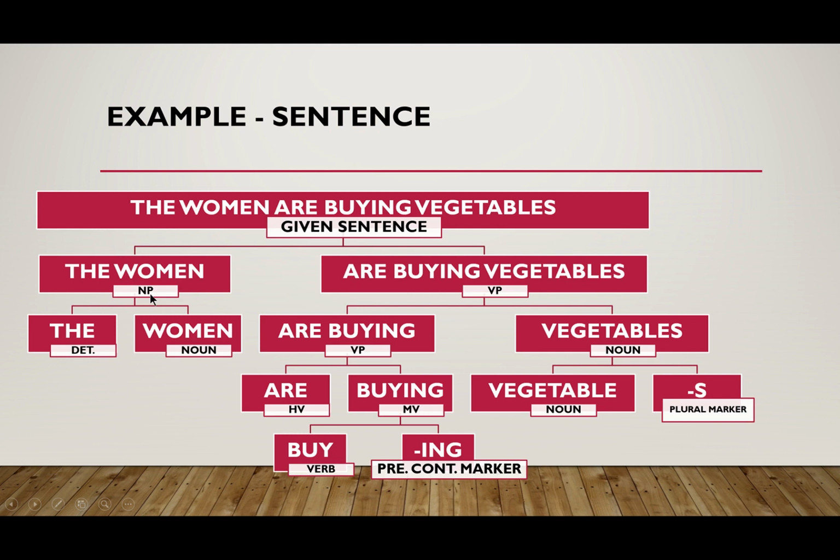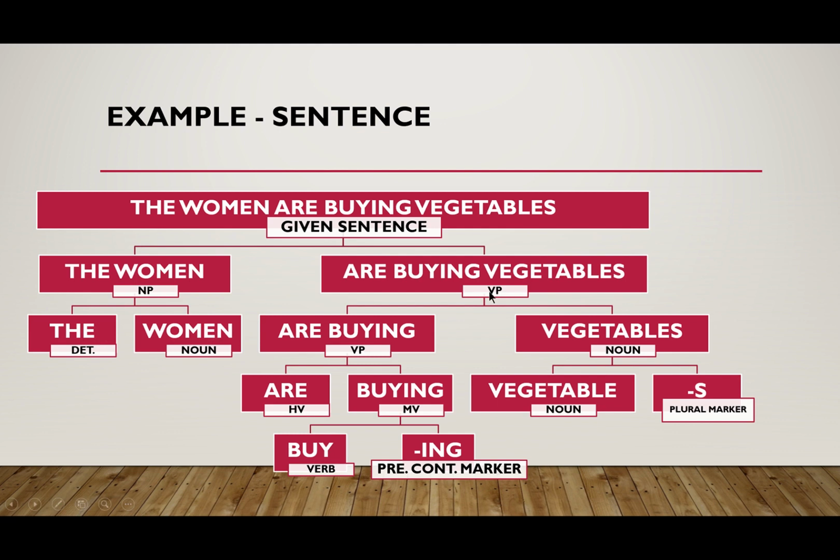The women is the noun phrase and are buying vegetables is the verb phrase. So now leave the verb phrase alone. We move on to the noun phrase. Divide the noun phrase. You get it as the and women. So the is a determiner, and I know it's an article also, but here we call it a determiner, and women is a noun. Now, okay, so this part is over. We have finished the IC analysis of the noun phrase given here.